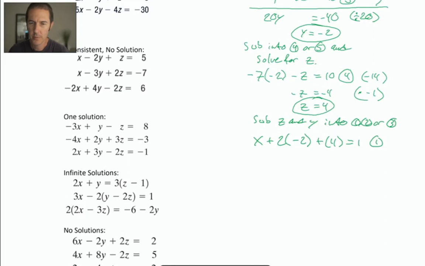We'll do a little arithmetic. Oh, look at that. We have a -4 here and a +4 here. Those will cancel each other out, leaving us with x equals 1. Perfect. We've got all 3 of our values, so we can present our solution.